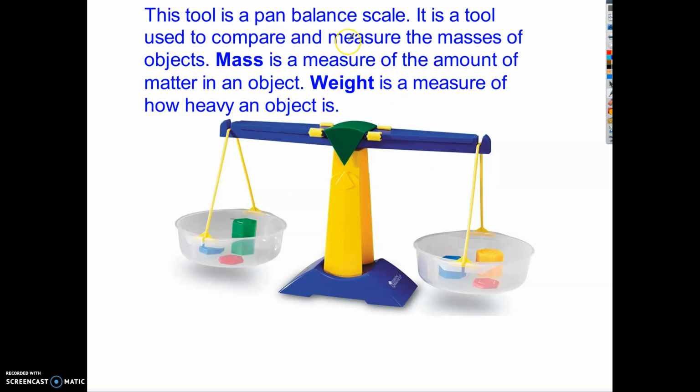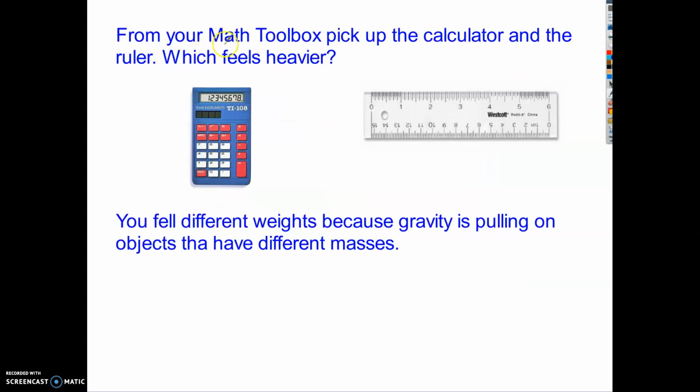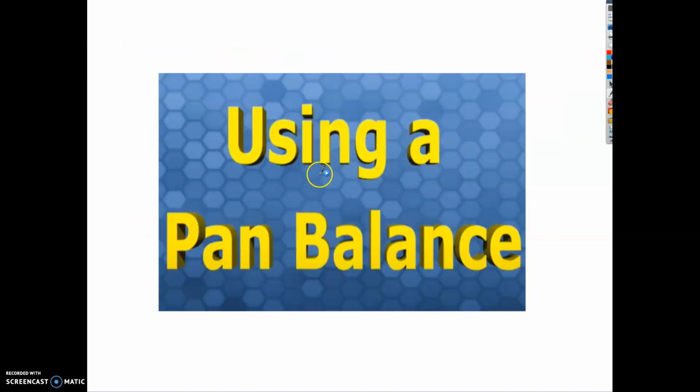So this tool is a pan balance scale. It is a tool used to compare and measure the masses of objects. Mass is a measure of the amount of matter in an object. Weight is a measure of how heavy an object is. So from your math toolbox, pick up the calculator and the ruler. Which one feels heavier? The calculator feels heavier. You feel different weights because gravity is pulling on objects that have different masses. We're going to watch this video about using a pan balance.